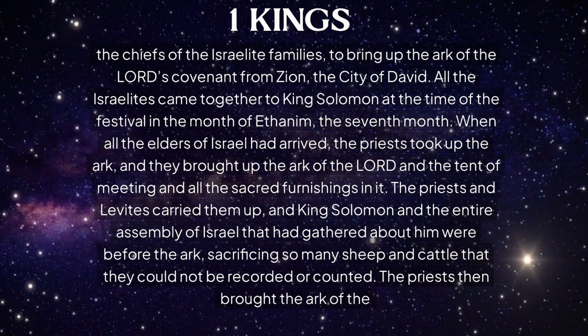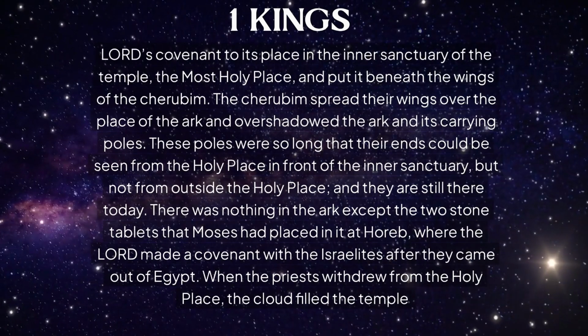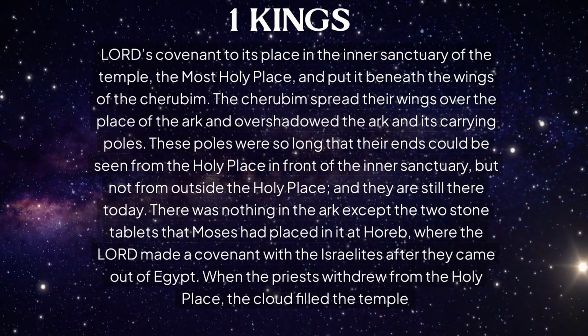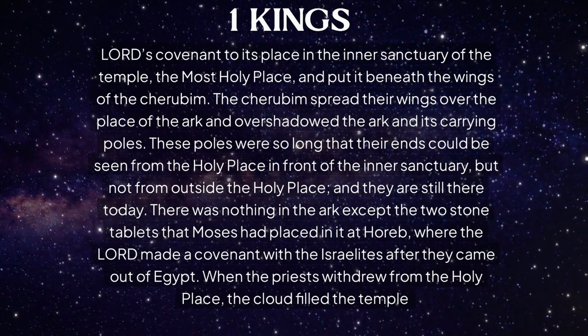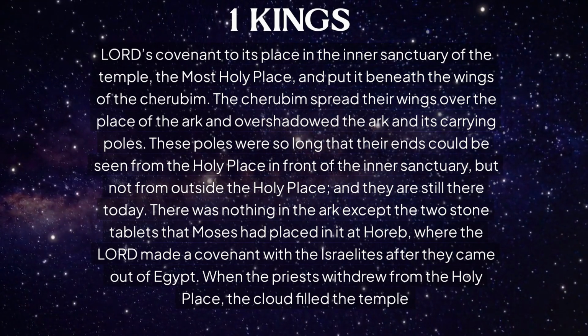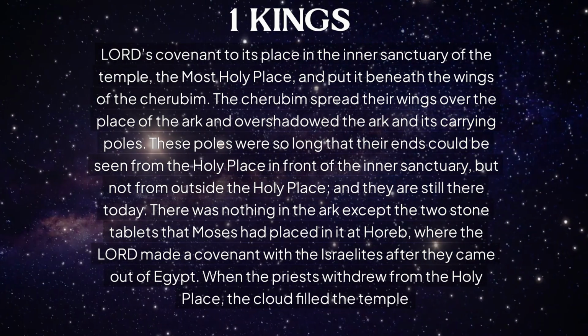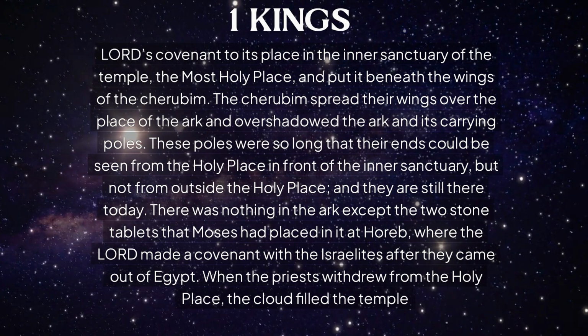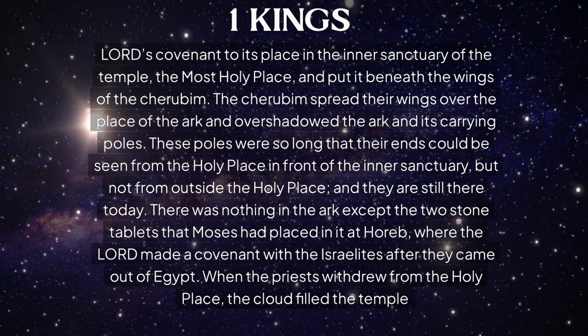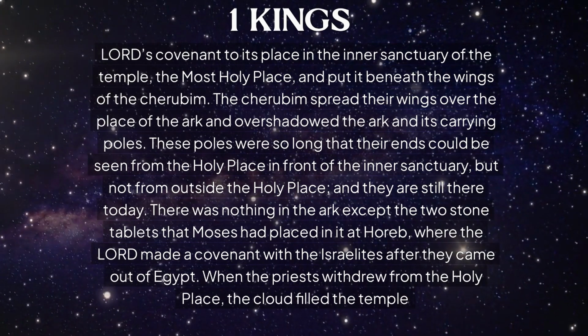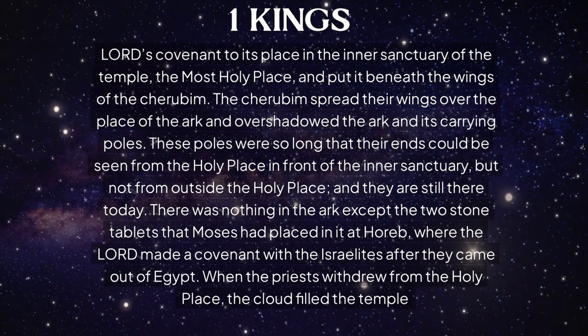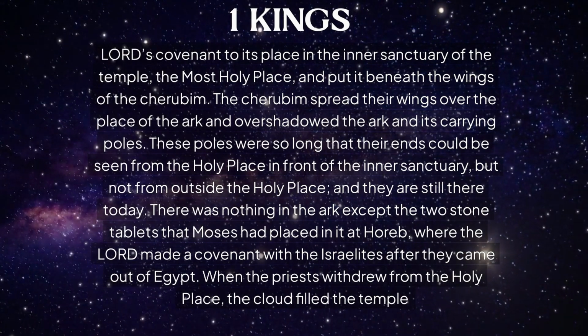The priests then brought the ark of the Lord's covenant to its place in the inner sanctuary of the temple, the most holy place, and put it beneath the wings of the cherubim. The cherubim spread their wings over the place of the ark and overshadowed the ark and its carrying poles. These poles were so long that their ends could be seen from the holy place in front of the inner sanctuary, but not from outside the holy place, and they are still there today.